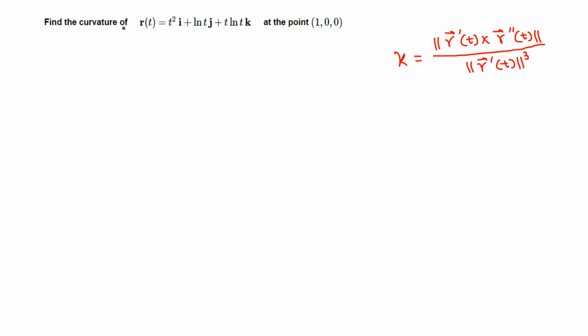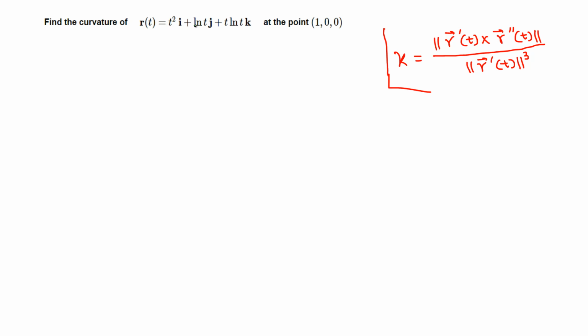Find the curvature of this curve at the point (1, 0, 0). And here is one formula for curvature, where we find the derivative of the curve and take the cross product with the second derivative of the curve, and we take the magnitude divided by just the derivative magnitude cubed. So let's find the first derivative and second derivative.